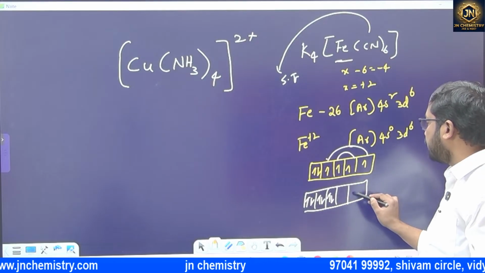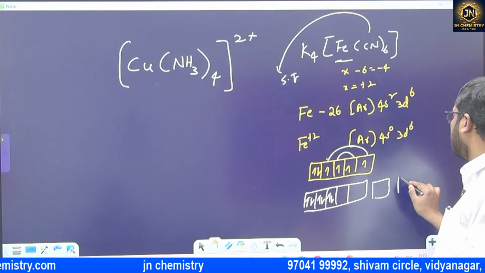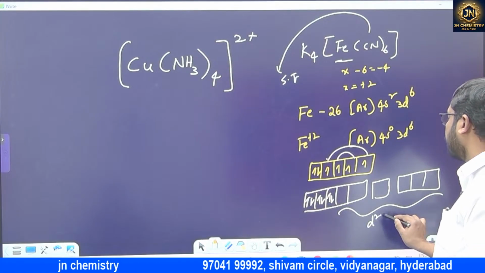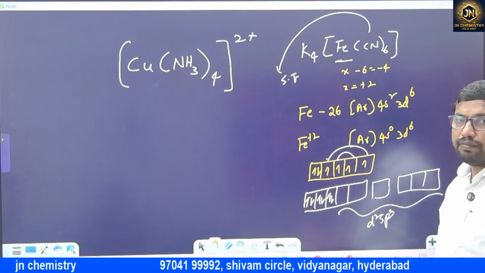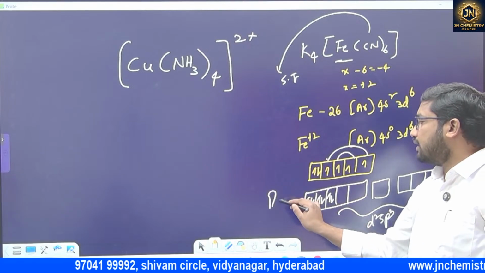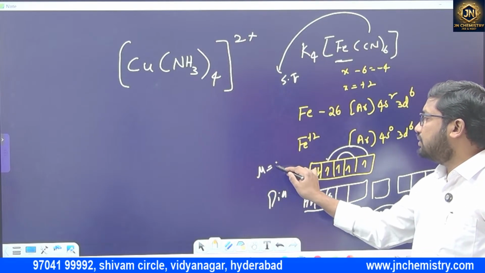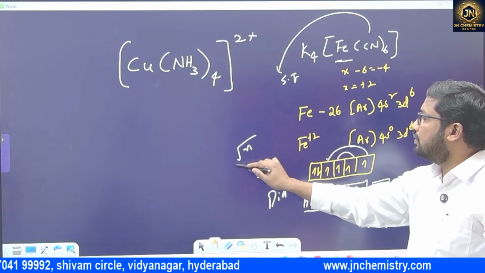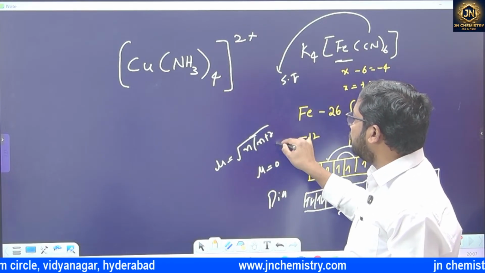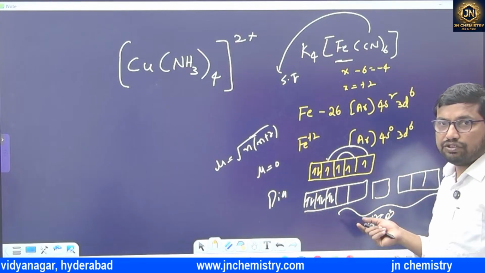So here is what happens. d2sp3 they'll undergo. d2sp3. Low spin complex, inner orbital complex, no unpaired electrons. It is diamagnetic. Magnetic moment equals 0. Mu is equal to under root n into n plus 2, under root 0 into 0 plus 2. So this is the way which we need to do.